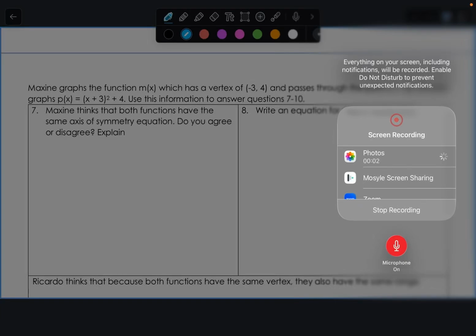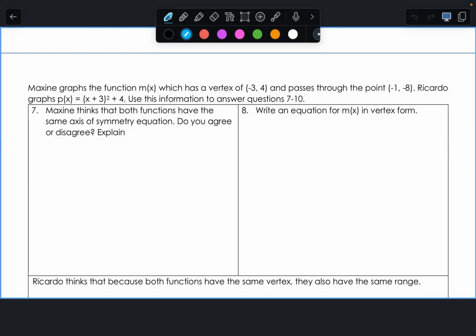Okay. So we have two people that graph a parabola, Maxine and Ricardo. Number 7 says that Maxine thinks that they both have the same axis of symmetry. Do you agree or disagree? To even answer this question, you need to know what an axis of symmetry is. On a parabola, what is the axis of symmetry?